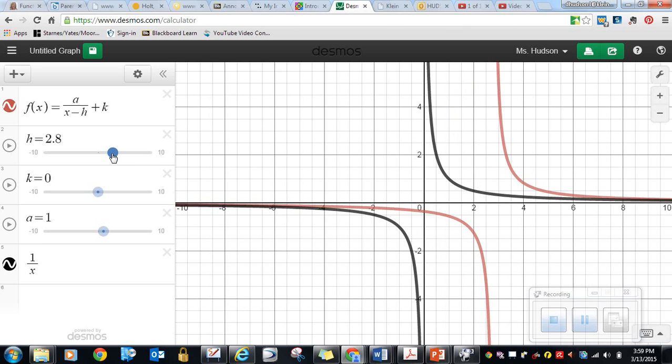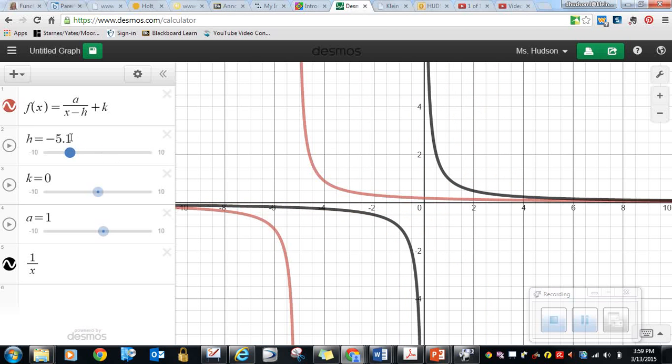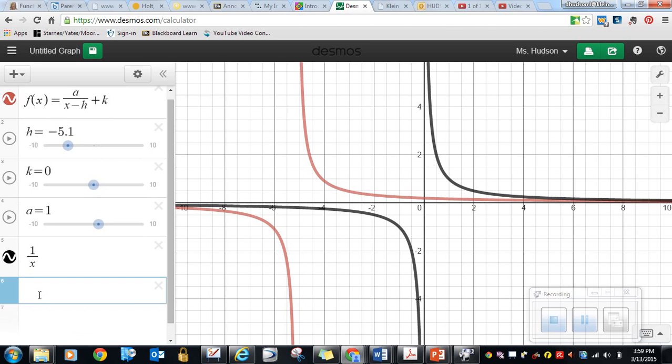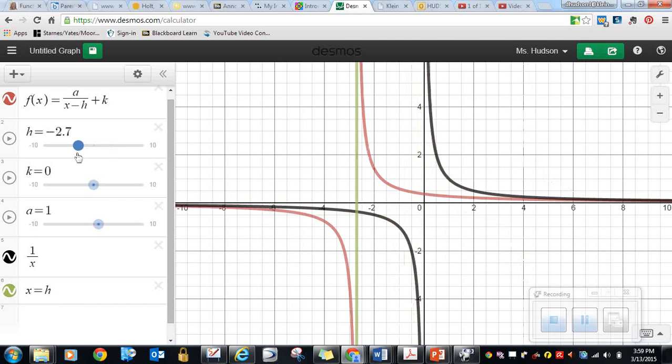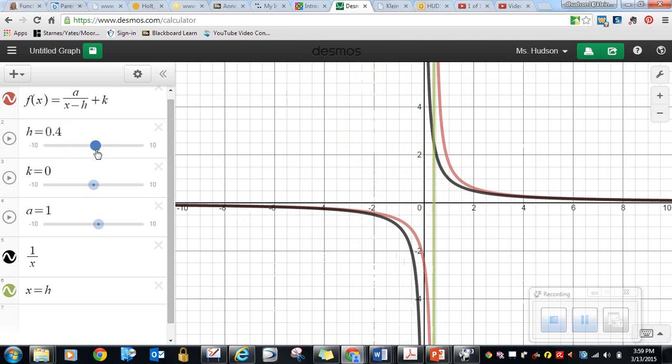When we're moving or translating left or right, notice that there's always this space in between. We can mark that as x equals h. We'll make that one green so you can see it. So whenever I move it left or right, there's this invisible fence that the graph will hug, and that's the vertical asymptote for our parent rational function.